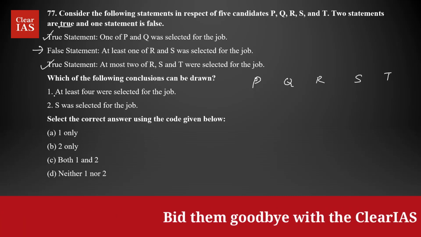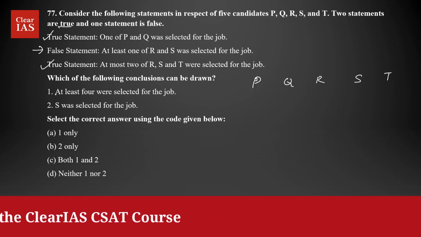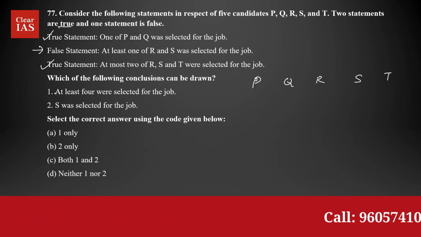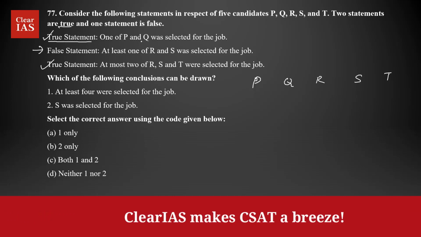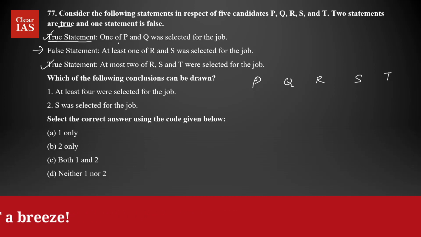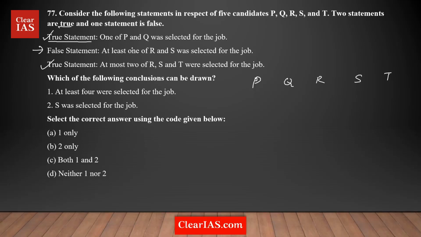And there are 2 conclusions given, and we need to figure out which one of them is correct. So let's start with the statements. Let's start with the true statements. So one of P and Q was selected for the job. Only one of them. So that means there are 2 possible scenarios.